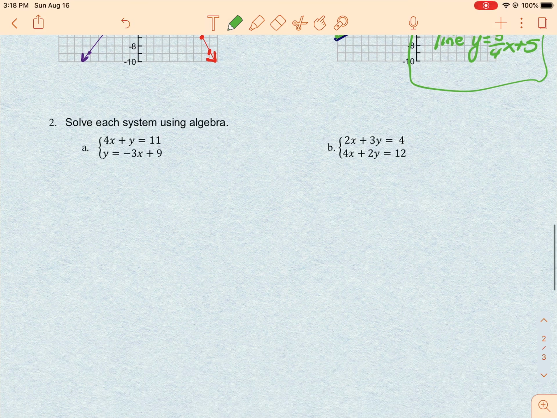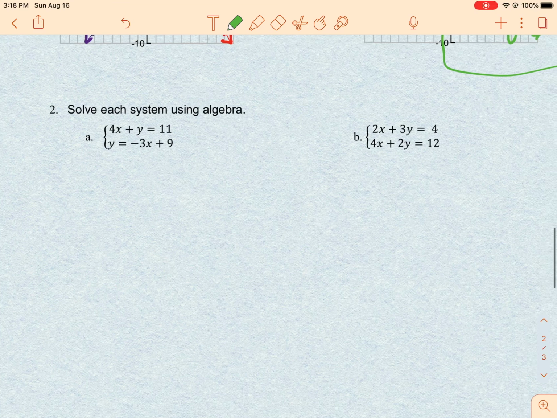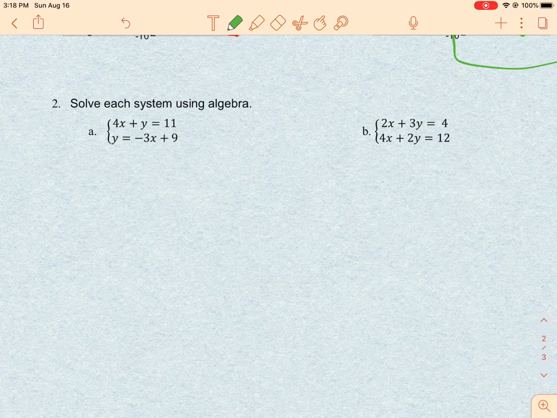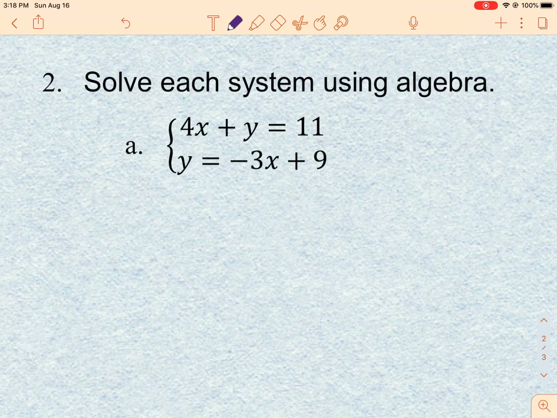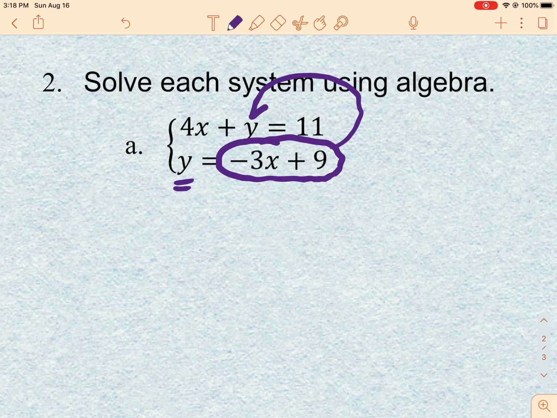If we go into solving by algebra, that leaves us either substitution or elimination. And you could go any way you want, whatever's easiest for you. You should know how to do both of them for sure. If we look at number 2a, because I have a y all by itself, I think substitution is probably the best. So since y is equal to this whole thing, I substitute into the other equation where the y is.